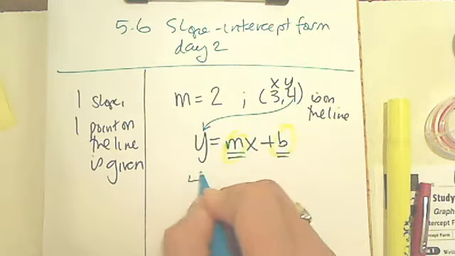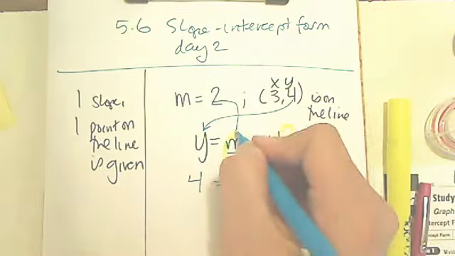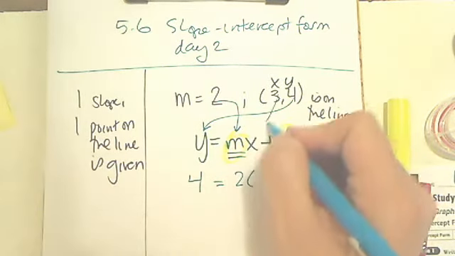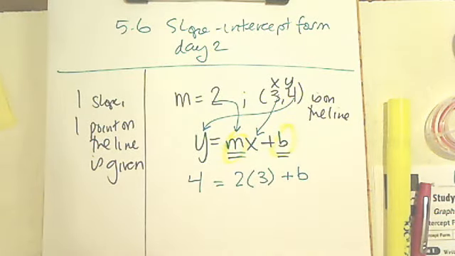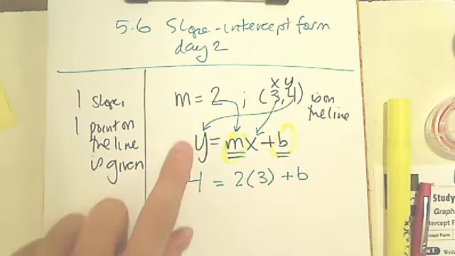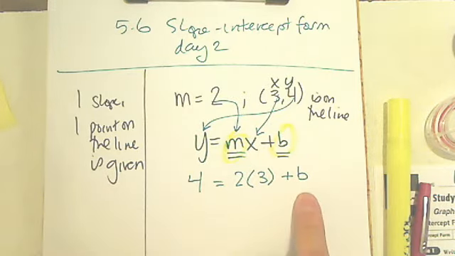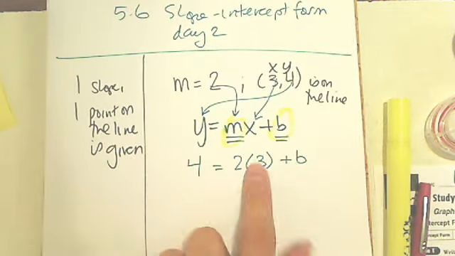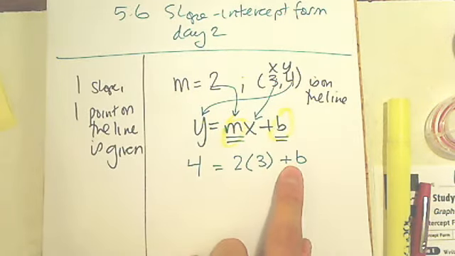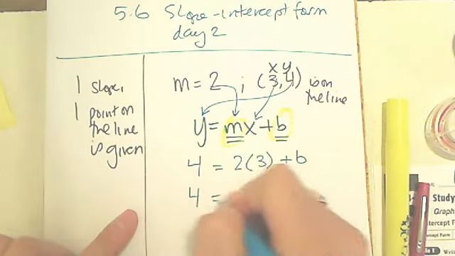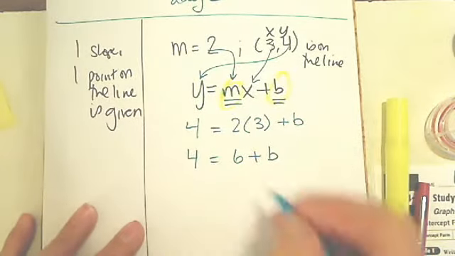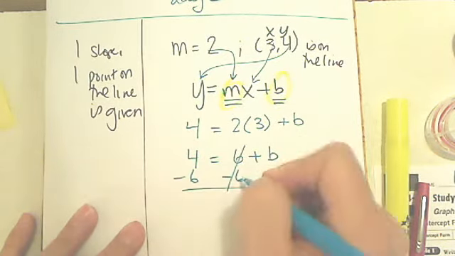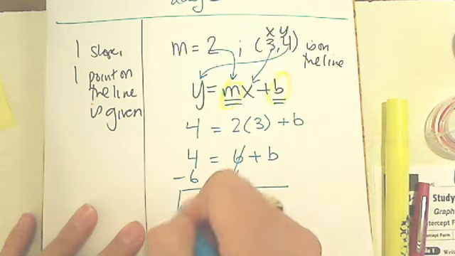y equals 2 parentheses 3 plus b. No, you put 4 in where y goes for now. We want to get b by itself. We want to get the y-intercept here. So 4 equals 6 plus b. And then you solve it out one more time. Subtract 6 on either side. You have negative 2 equals b.